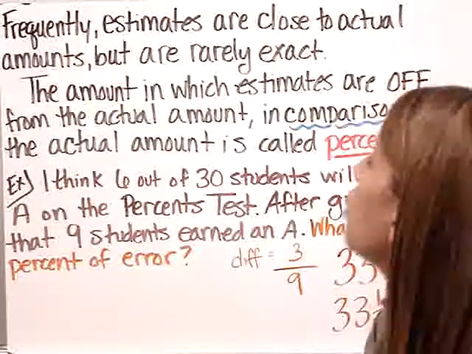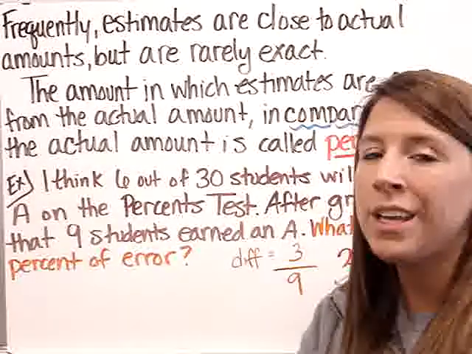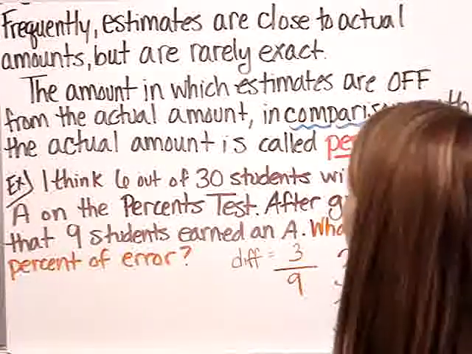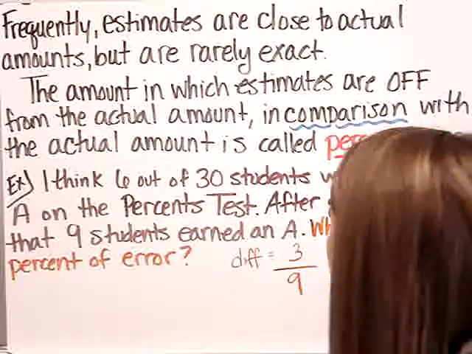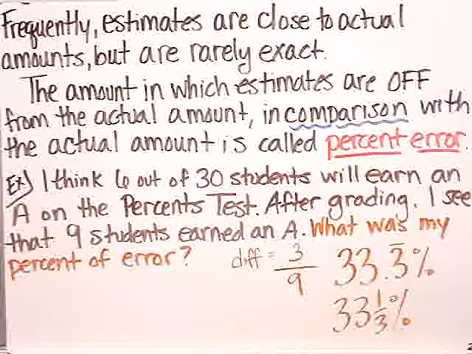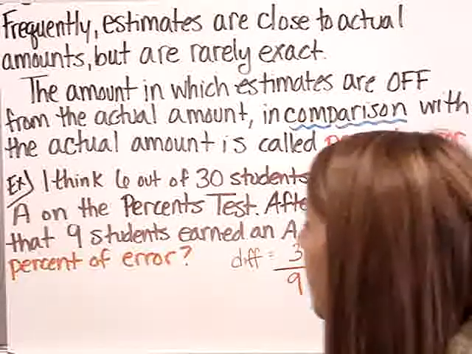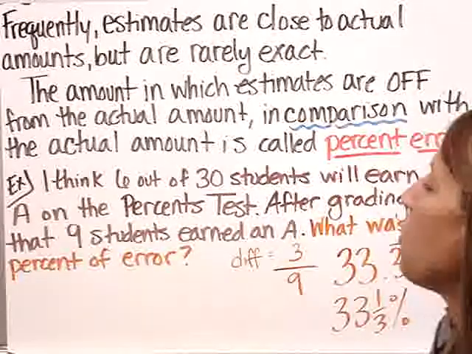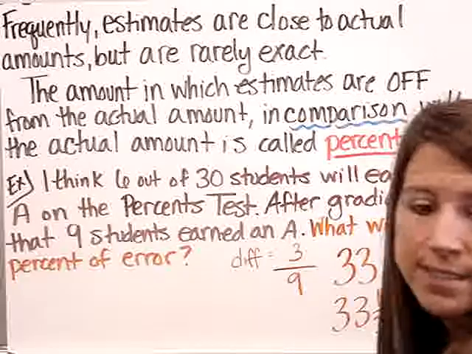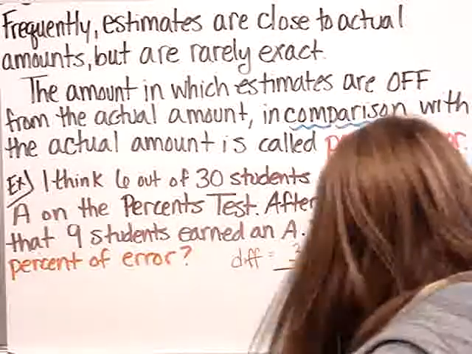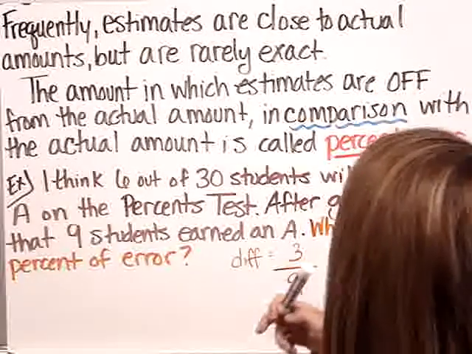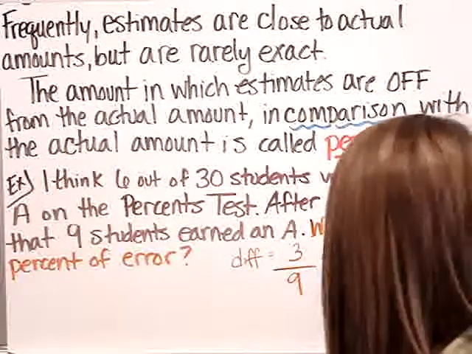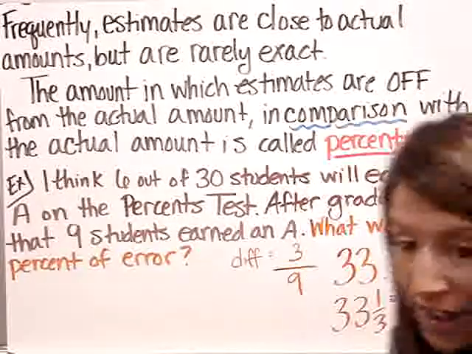Frequently, estimates are close to actual amounts, but are rarely exact. The amount in which estimates are off from the actual amount in comparison with the actual amount is called percent error. So if, for example, I think 6 out of 30 students will earn an A on the percents test, and after grading, I see that 9 students earned an A. What was my percent of error?